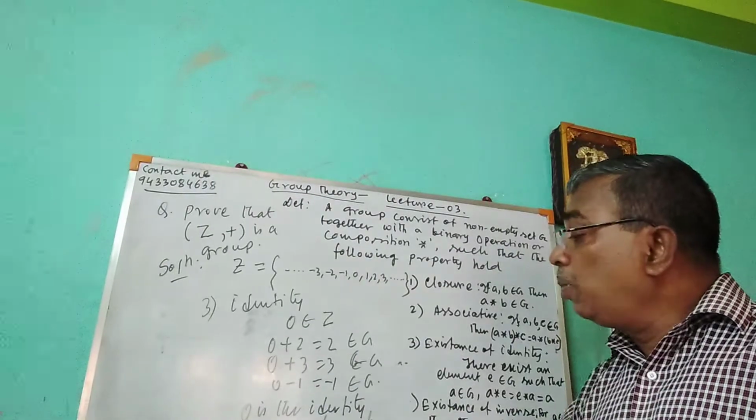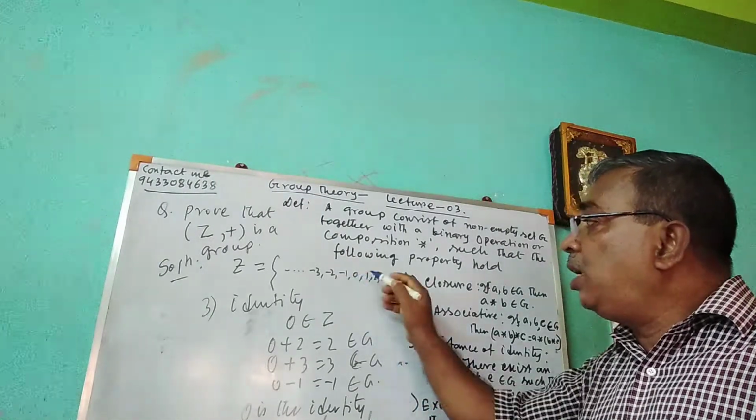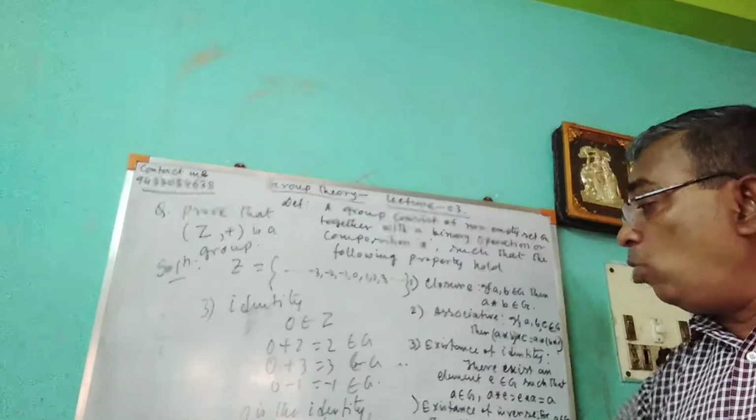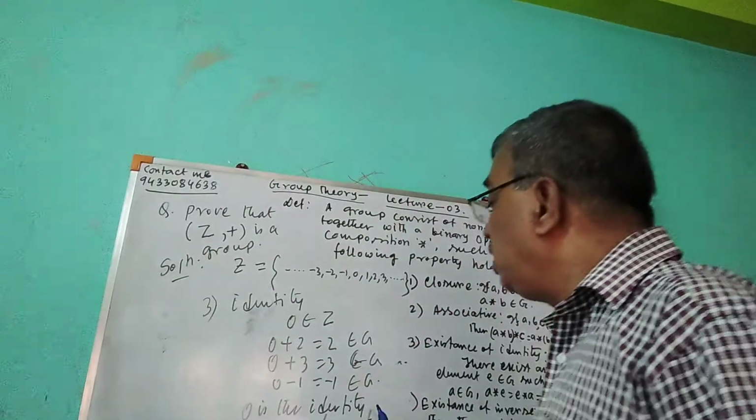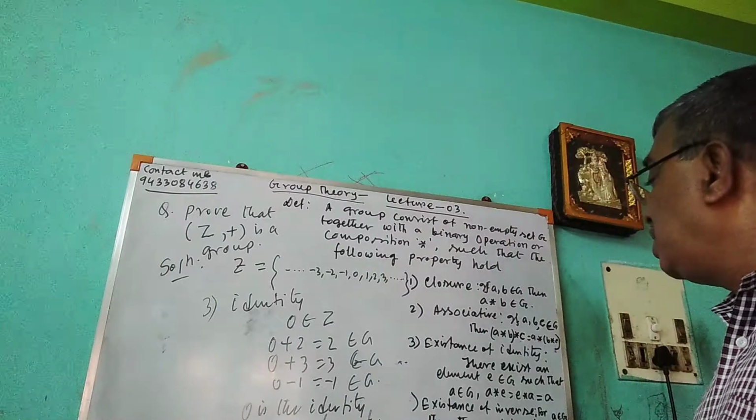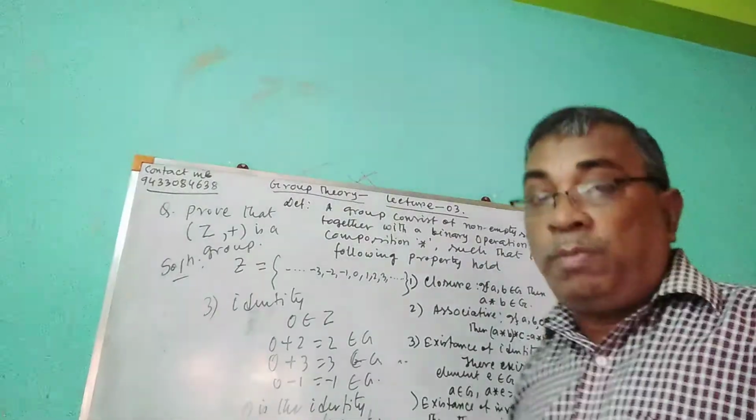But 0 + 2 is equal to 2, 0 + 3 is equal to 3. 0 plus any element, we will get that element. So 0 is the identity element, but 1 is not. So property number 3, that is existence of identity, holds.